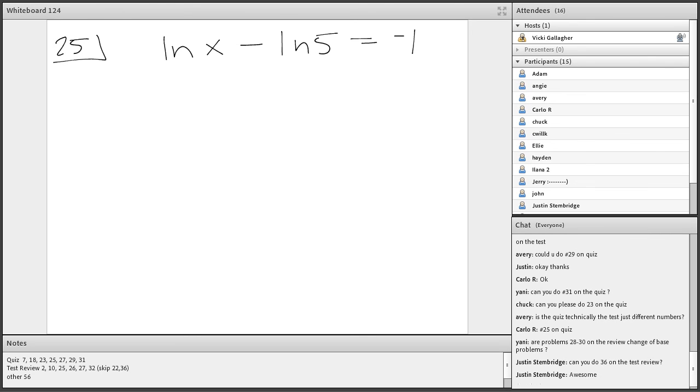Okay, number 25 from the quiz. I have 2 logs. I need to smush those into 1 log. When they're being subtracted, it's definitely going to be a division problem, a log of a small fraction, not a log divided by a log. I'm going to put the x on top, and the 5 that came after the subtraction sign goes on the bottom. Now that I have this down to a single log, I'm ready to do the wheel. So I'm going to put my little e underneath my natural log to help me out. And that's e to the power of -1 equals the fraction.